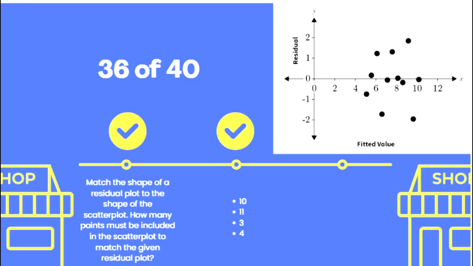Here's number 36. Match the shape of the residual plot to the shape of the scatter plot. How many points must be included in the scatter plot to match the given residual plot? So whatever's here is going to match the other one. So 1, 2, 3, 4, 5, 6, 7, 8, 9, 10, 11. There's your answer.